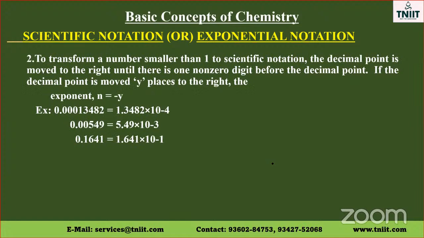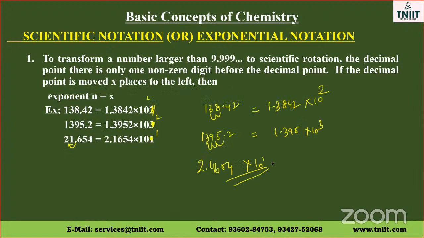So larger number to the smaller number we learned here. The power will be positive. The exponent will be positive, if we're representing a larger number in scientific notation.